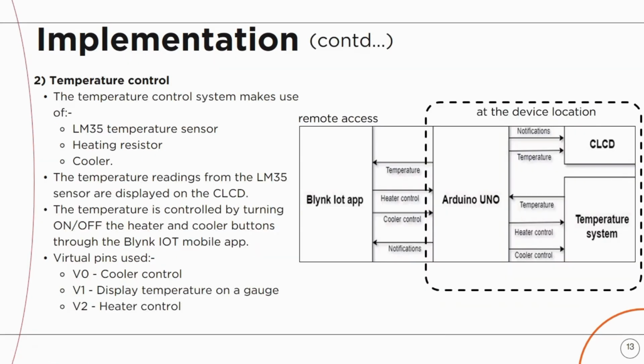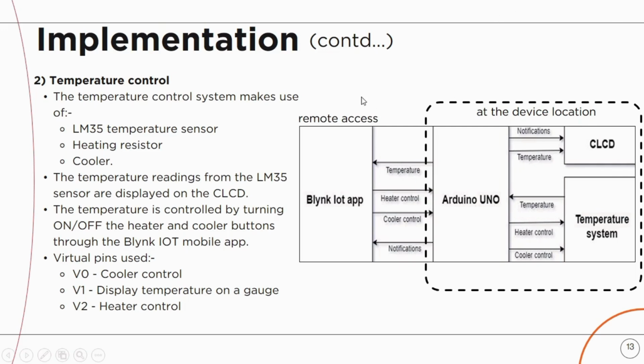The second functional requirement was temperature control. The temperature control system makes use of an LM35 temperature sensor, a heating resistor, as well as a cooler. The temperature readings from the LM35 sensor are displayed on the CLCD as well as the Blynk app. The temperature is controlled by turning on or off the heater and cooler buttons through the Blynk IoT mobile app. Three major virtual pins used for this functional requirement are V0, V1 and V2, which were used for cooler control, displaying the temperature on a gauge, as well as heater control respectively.